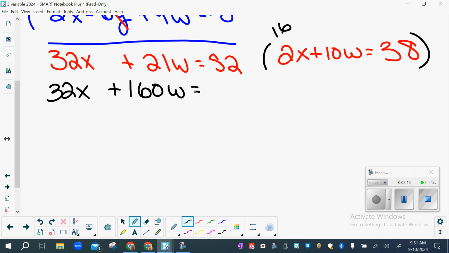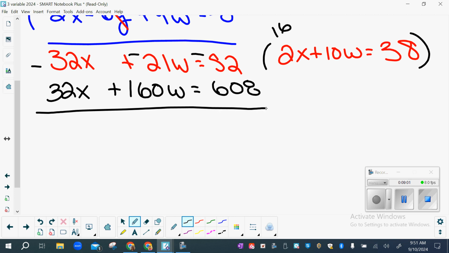equals, oh dear Lord, 16 times 32. Who would know that? 16, it's not by 32. It's by 38, which is an even worse number. 608. I need one to be positive and one to be negative. So I'm going to go negative, negative, negative. That's how I did it. So here's what I've got. Oh, Lord in heaven, 139W.